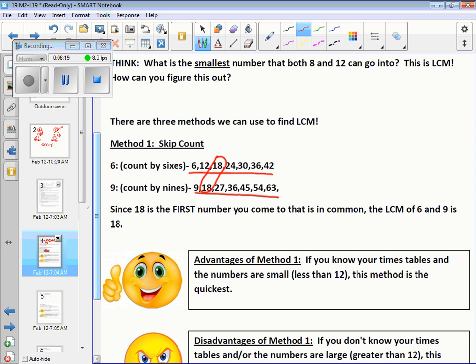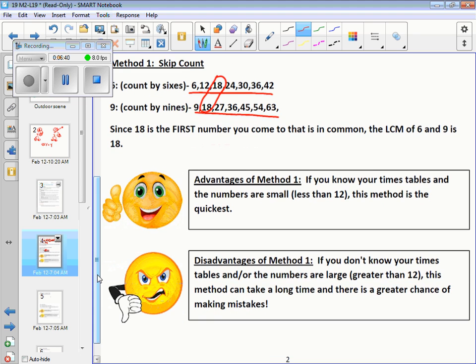Because if you miscount, let's say you do 6, 12, 15, 21, and you skip that 18, and you need that 18, you're not going to get the LCM right. So if you're good with times tables and the numbers are small, go for it. And that's my second word of warning to you: if you know your times tables and the numbers are small, less than 12, then method 1 is fine.